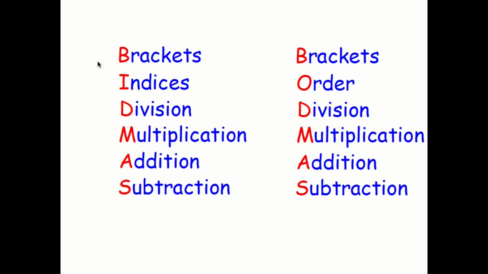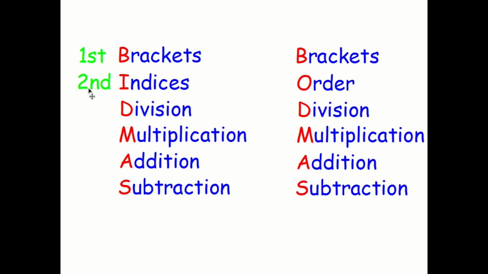I will talk a little bit more in detail about what indices and order mean, but if you can get this acronym, BIDMAS, into your memory, then you will hopefully be able to perform operations in the right order. So we do the brackets first. If there are any brackets in a calculation, we sort those out first. Then we sort any indices out, and I will talk about what they are in a moment.